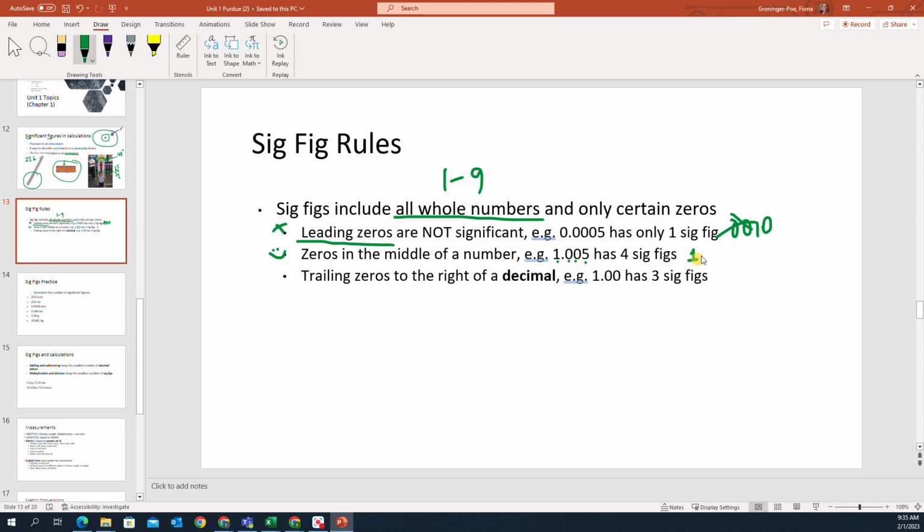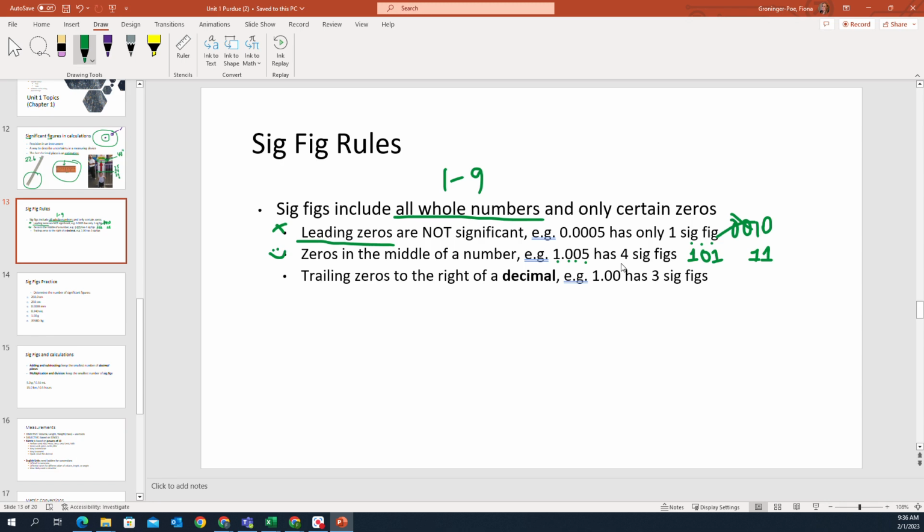And same like 101. If you like 101 Dalmatians, it's not the same as 11. If you drop that 0 and said it wasn't significant, you're saying that those two numbers are the same, and they're not. So even 101 has 3 sig figs, right? That 0 in the middle, that sandwich 0, that counts.